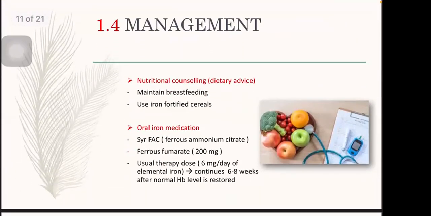So on management, first, it is advisable to do nutritional counseling or dietary advice. If the baby is breastfed, maintain the breastfeeding and use iron-fortified cereals as an iron supplement. Next is oral iron medication, which is the syrup FAC, ferrous ammonium citrate. The usual therapeutic dose is 6 milligrams per day of elemental iron, and it is continued 6 to 8 weeks after the normal hemoglobin level is restored. And ferrous fumarate is also one of the iron supplements that can be used to treat iron deficiency.